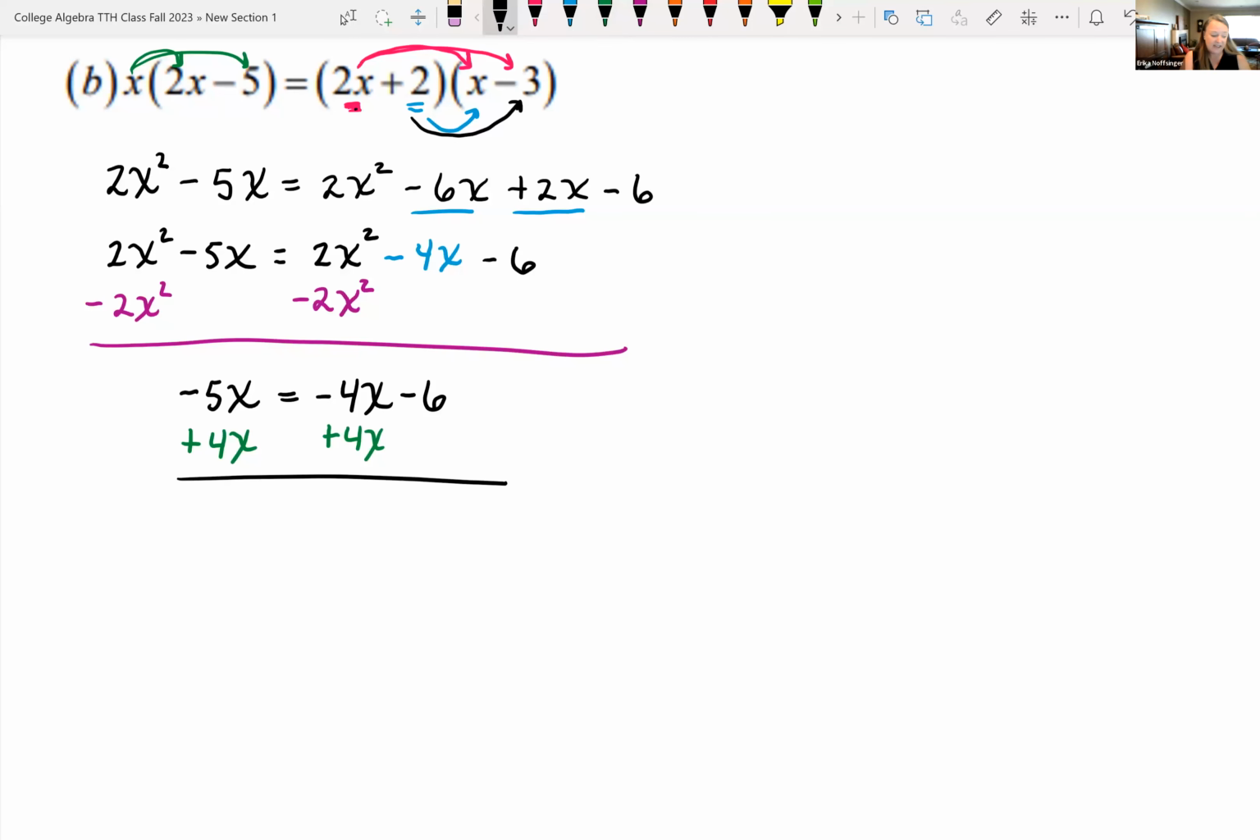So I have a negative 5x plus a 4x is a negative 1x, or negative x, is equal to negative 6. I want x equal, not negative x equal. So we can either divide both sides by negative 1 or multiply both sides by negative 1. We'll get the same result. And so we get x is equal to negative 6 divided by negative 1, which is positive 6.